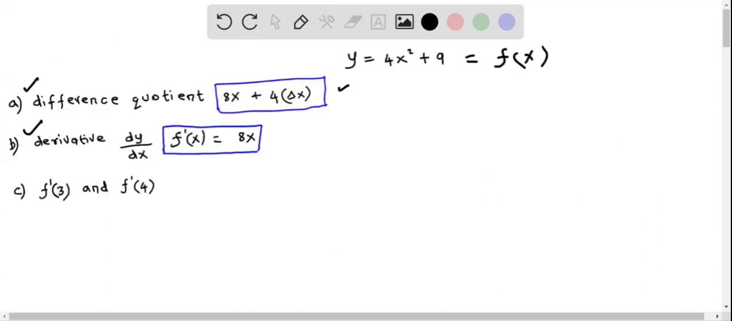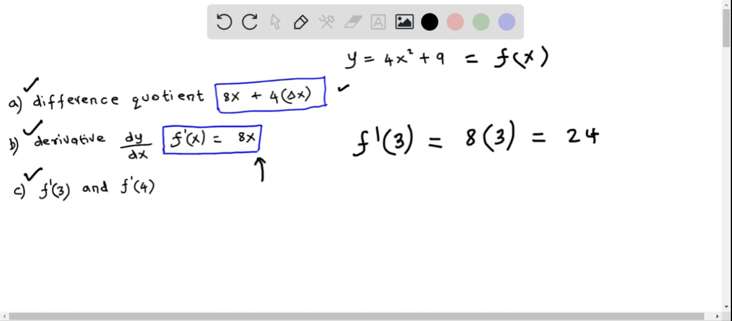Let's do part C. In part C, we have to find f prime of 3 and f prime of 4. So basically, this is the derivative of function at x equal to 3 and x equal to 4. Let's find it out. So f prime of 3 equals, we have to replace x in f prime of x as 3. So therefore, this becomes 8 times of replacing x by 3. This becomes 8 times of 3, which is 24. So f prime of 3 is 24.